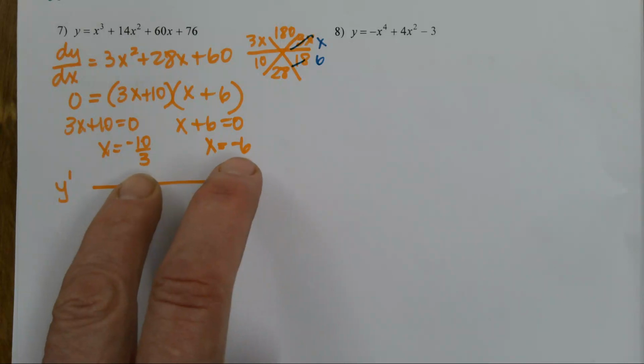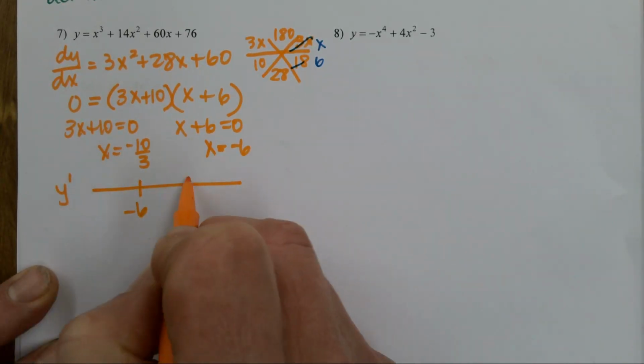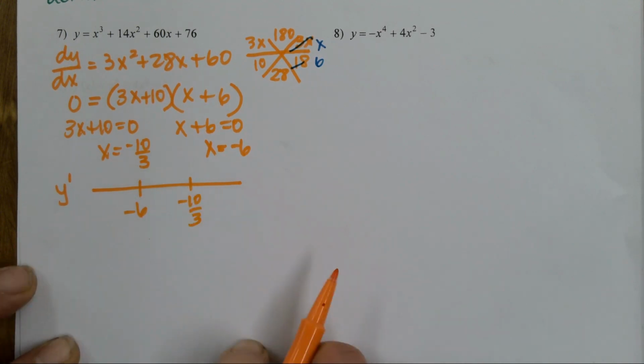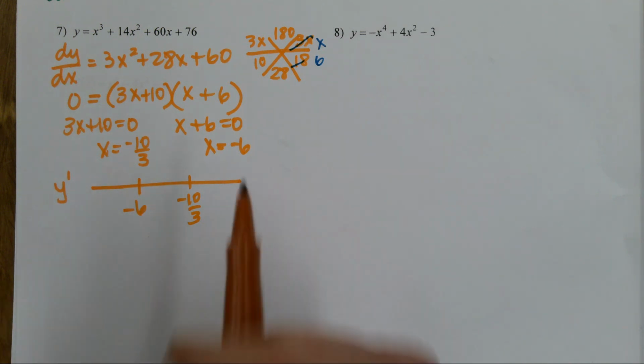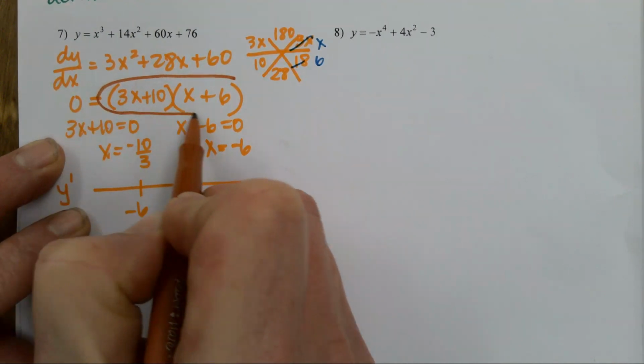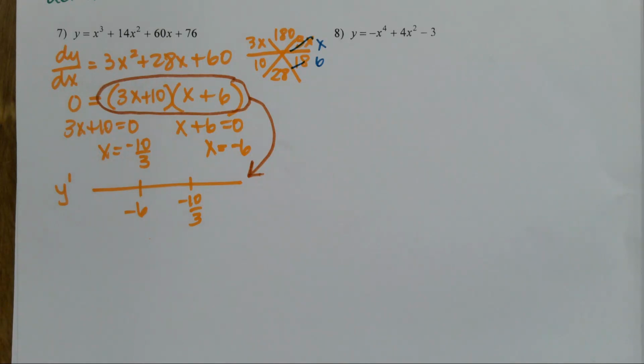Which is smaller, negative 10/3 or negative 6? Negative 6. So negative 6 goes here. Negative 10/3 goes here. Now I need to do little test locations. When I do my test locations, I do them in the derivative, and I usually use the most factored form. I'm going to start by picking something that is to the left of negative 6. So I need a number, any number, it doesn't matter which one. You said negative 7? Okay.